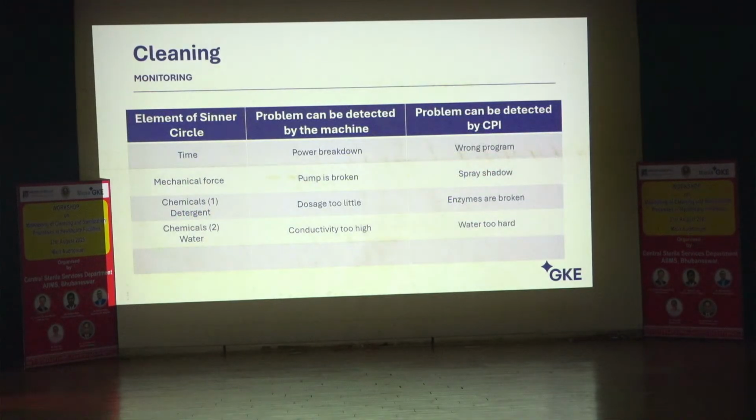So, when we have problems with water, we will get information from the machine. If the conductivity is too high, conductivity is measured by the machine itself. But we will not get information when the water is too hard. This is given by the indicator.